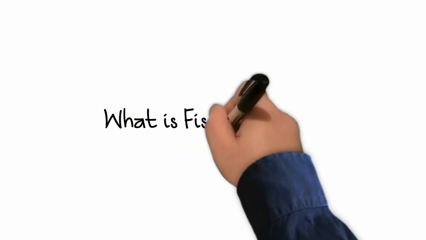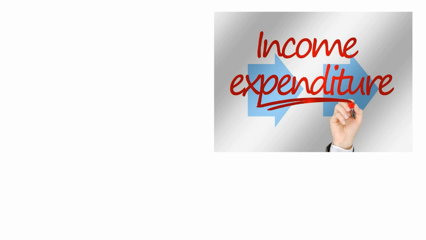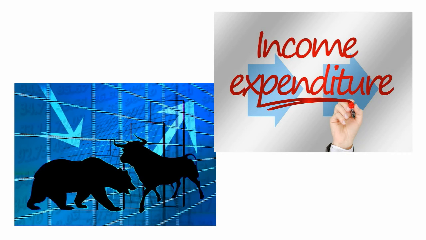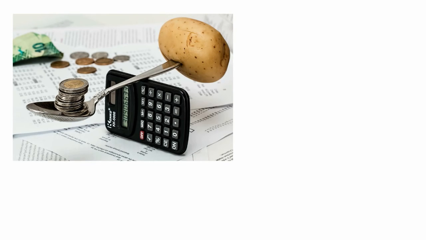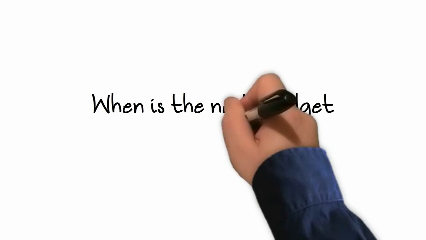What is fiscal deficit? Fiscal deficit is the gap between government's total spending and the sum of its revenue receipts and non-debt capital receipts. Since expenditure tends to be higher than income, the government has to depend on borrowing funds from financial markets. Basically, fiscal deficit represents the total amount of borrowed funds required by the government to completely meet its expenditure.